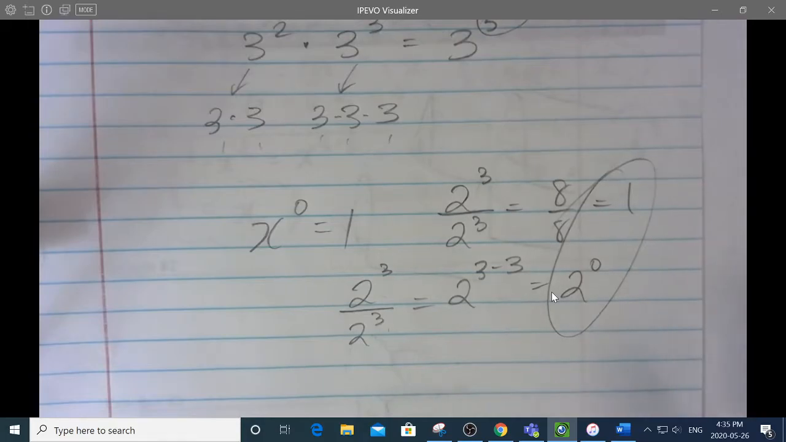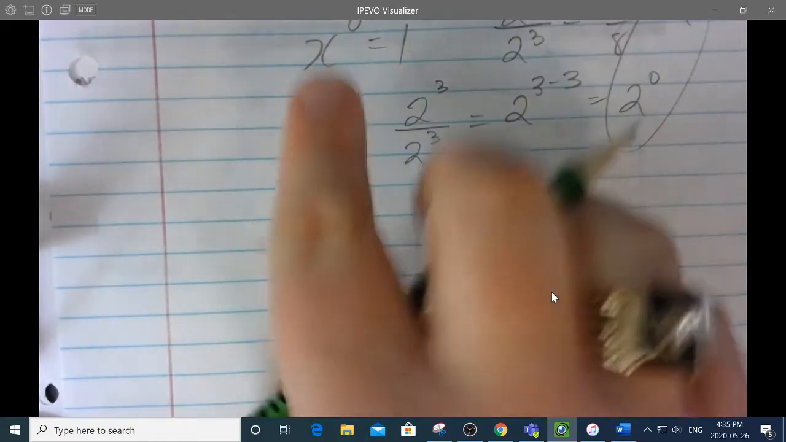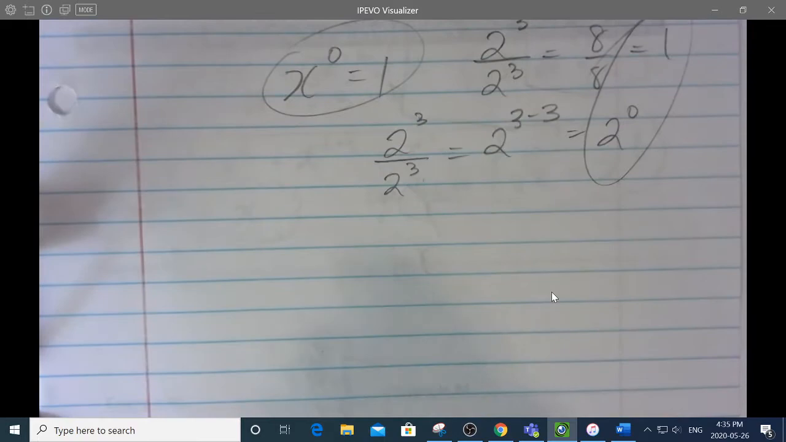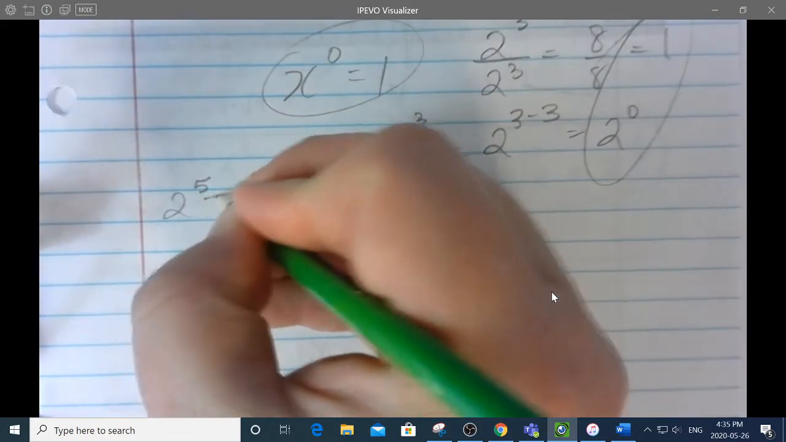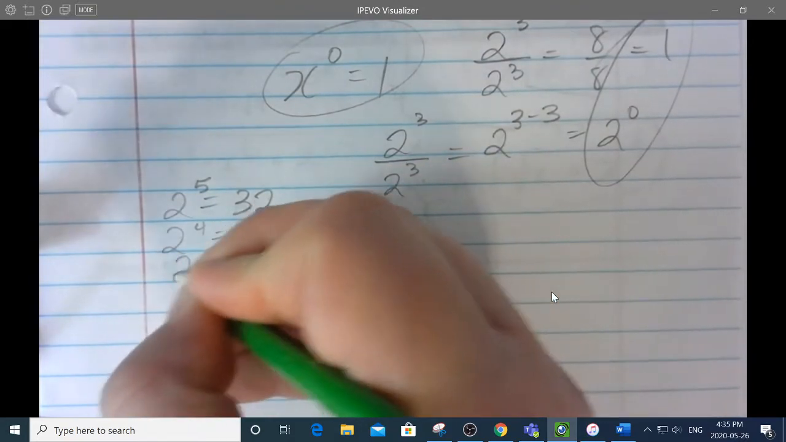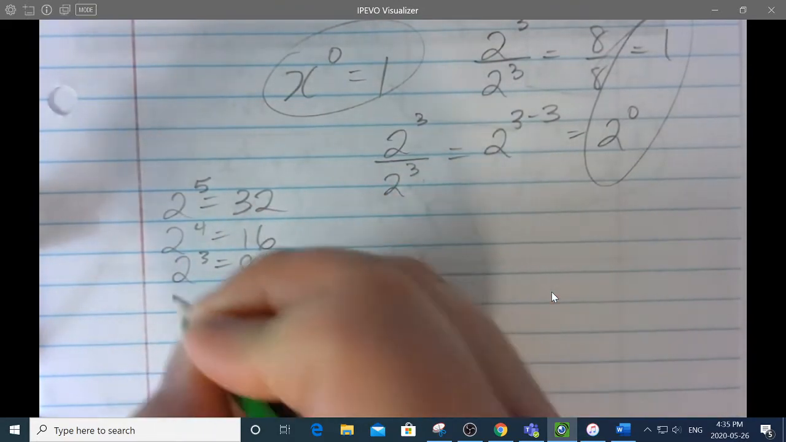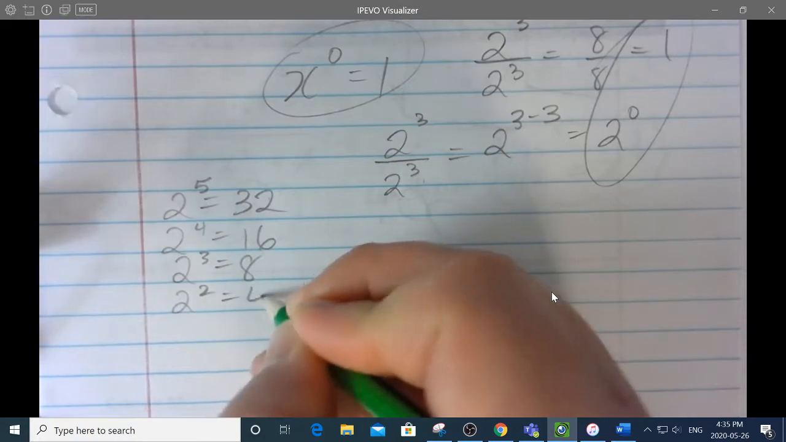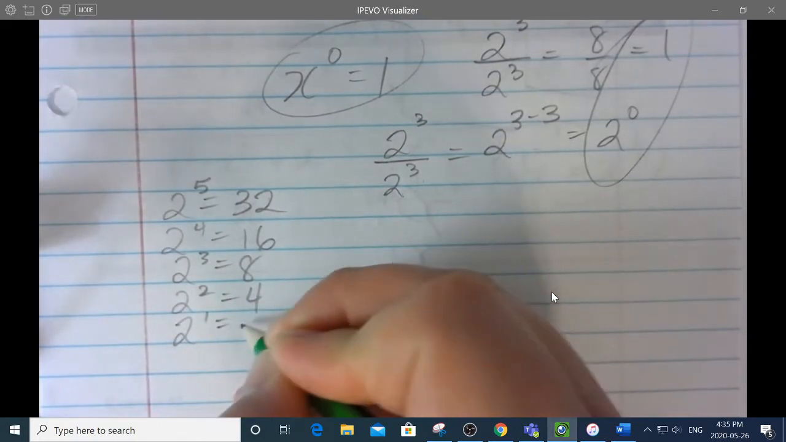And we know they're not wrong. Another good way to show that this must be true is to show that there's a nice pattern I can show you. 2 to the 5 is 32. 2 to the 4 is half of that, which is 16. 2 to the 3 is half of that, which is 8. 2 to the 2 is half of that, which is 4. 2 to the 1 is half of that, which is 2.